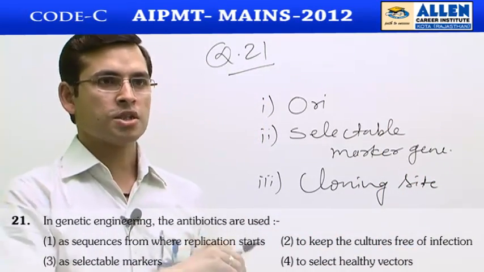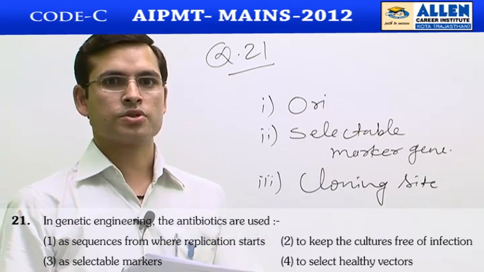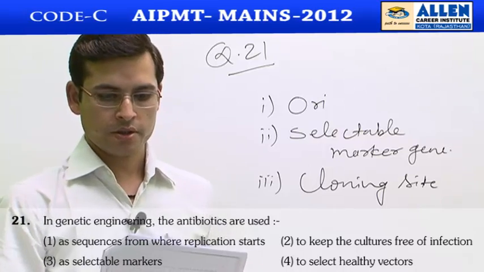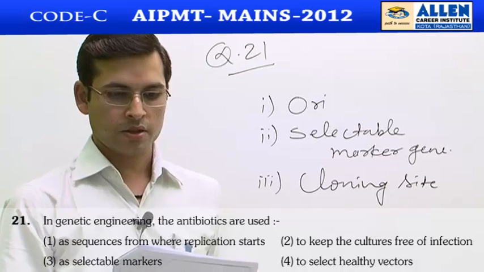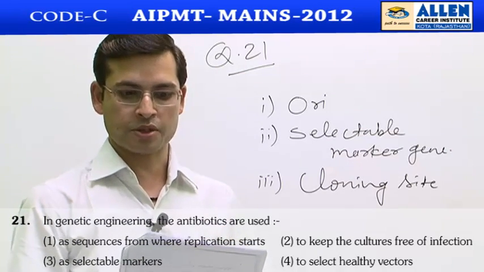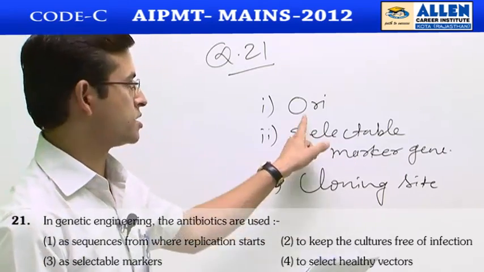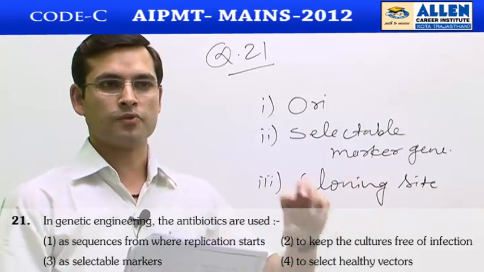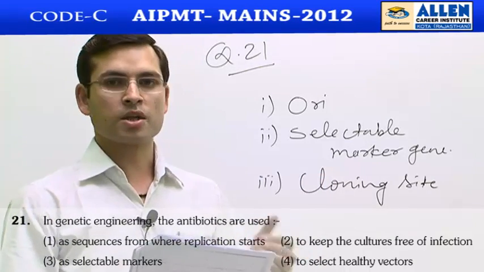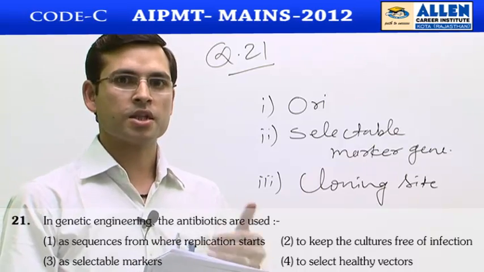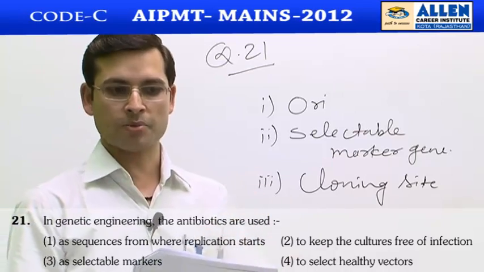So for any vector these 3 properties must be required. Now when we transfer a gene with the help of a vector, after that we have to use this vector to select the recombinant and non-recombinant. Now in this, antibiotics are used in the steps when the selection is being made. Our question's first option, as a sequence from where the replication starts, actually it is the ORI sequence, and that is in the vector from where the replication starts. In this case antibiotic is not required. Then to keep the culture free of infection, for that normally we require the sterilization procedure. For that no need to use antibiotics.